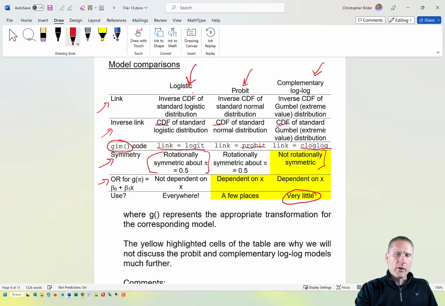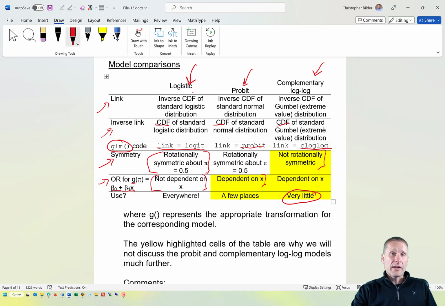What about odds ratios? Consider a simple model where I have beta 0 plus beta 1 times x, and on the left side I have the link function, let's just call it little g for now, of pi. With a logistic regression model, we found that the odds ratio is not dependent upon x at all. That's great. That really makes the interpretation easy. But for a probit regression model, unfortunately, the odds ratio is dependent upon x.